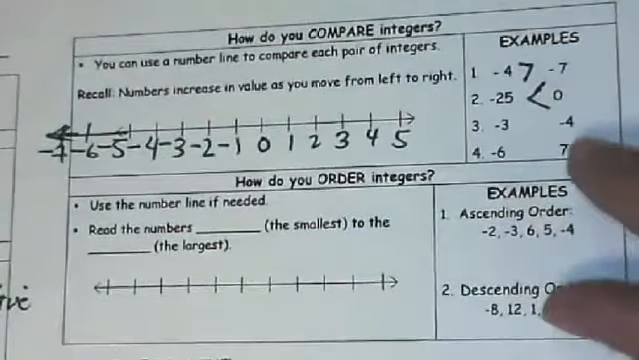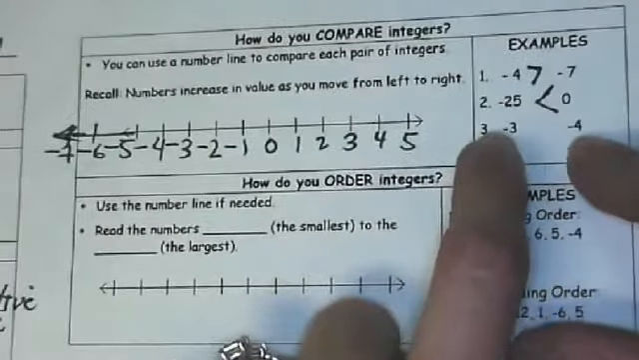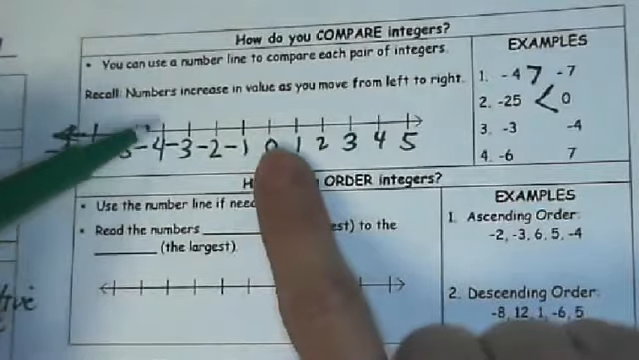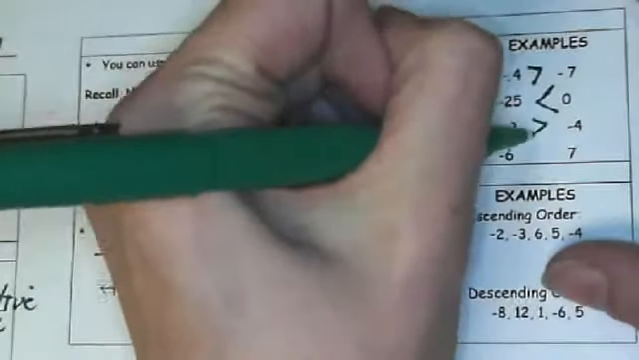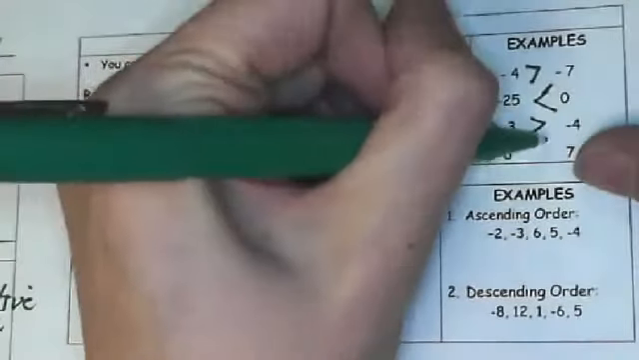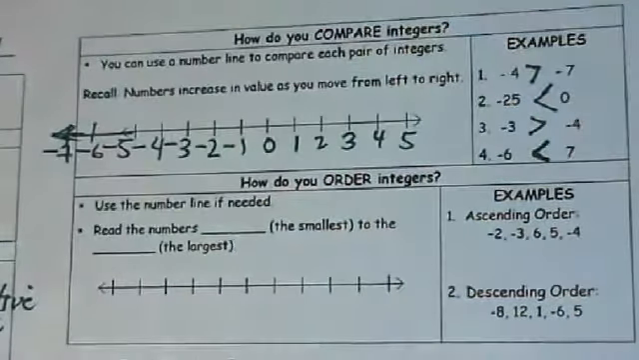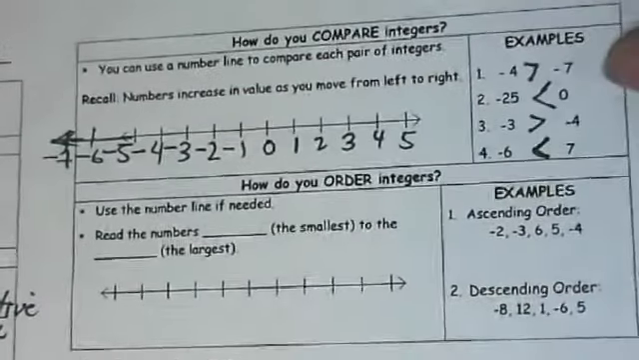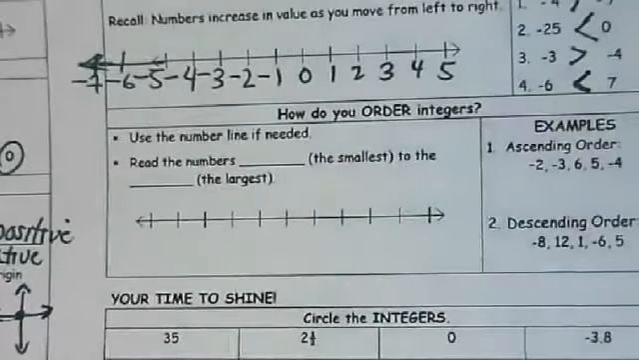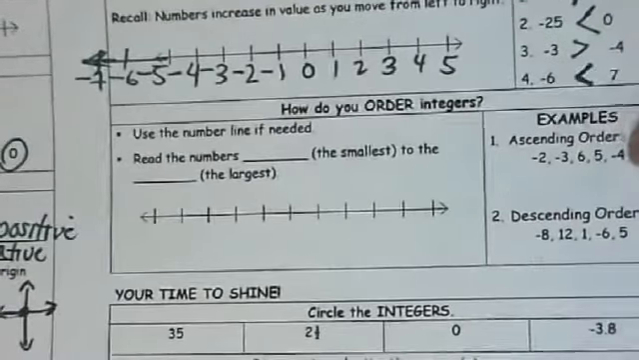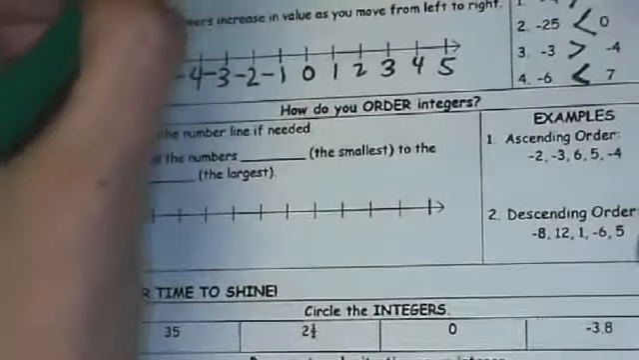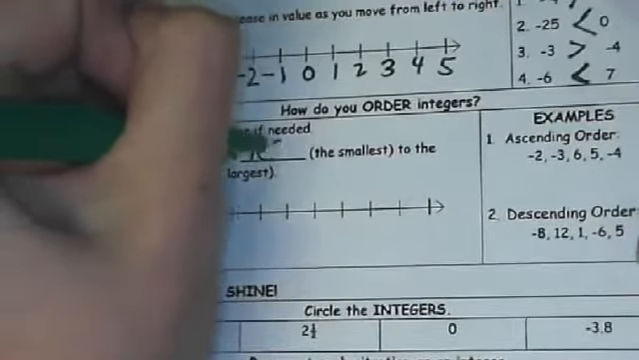-3 and -4. So -3 is going to be much closer to 0 than -4. So -3 is going to be greater. If you're comparing a negative number and a positive number, the positive number is always going to be greater. Alright? Okay. How do you order integers? You can use the number line if you need to. So you can plot the numbers that you have to order on the number line, and then you're going to read the numbers left to right.